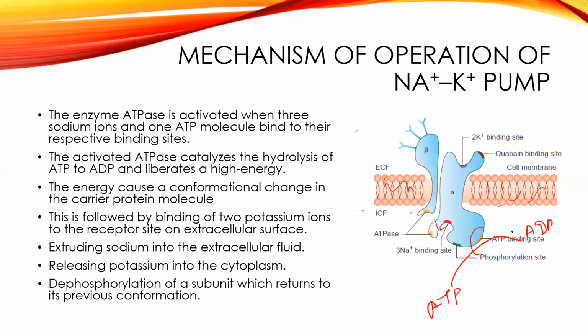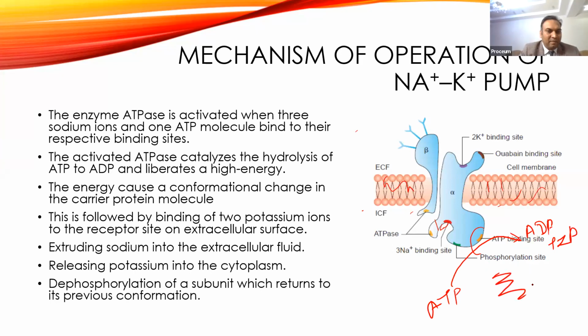ATP is catalyzed to ADP plus inorganic phosphate, and also releases high energy. These phosphate bonds are called high energy bonds. The third bond has a much stronger energy, and ATP also works as an energy currency in our living cells. So that high energy will be formed there, and it charges this whole mechanism. It is a pump.